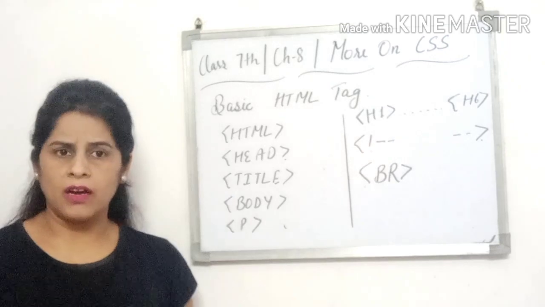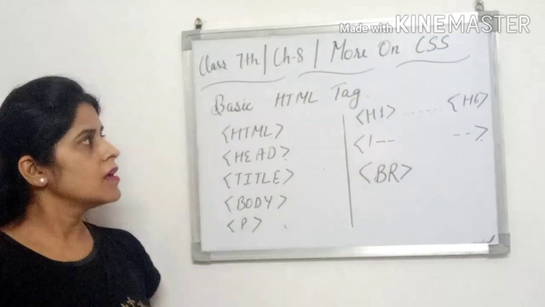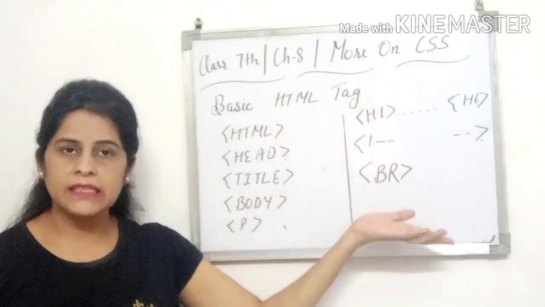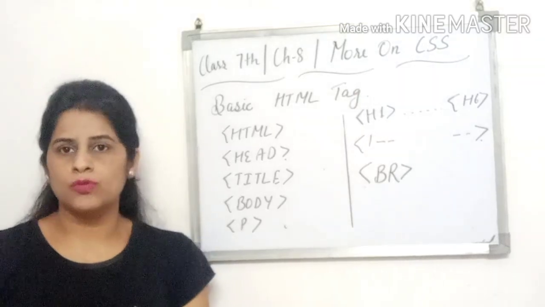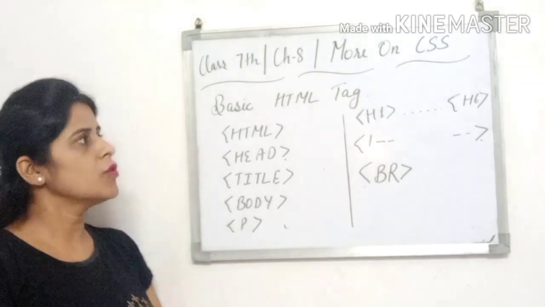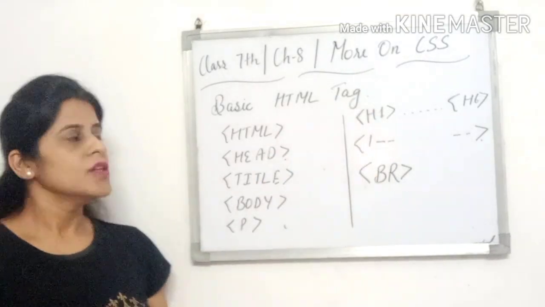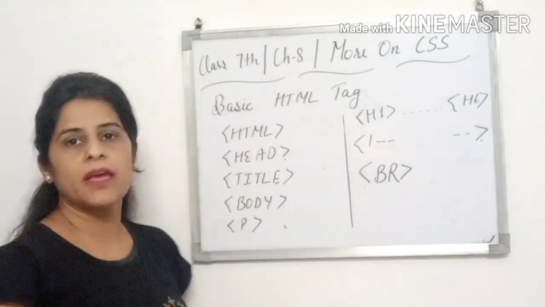I think you all know about the HTML program, but today we will not start this chapter. Before starting this chapter, we will do some basic HTML programs. 1 or 2 programs we will do, and then we will use these cascading style sheet attributes. So come with me. We are revising some basic HTML tags.